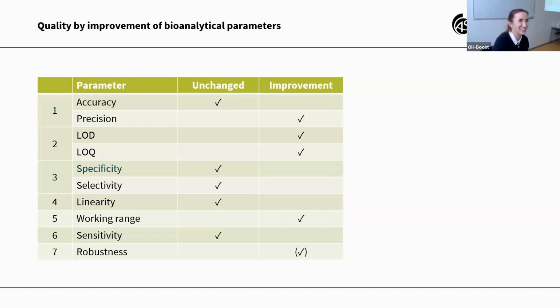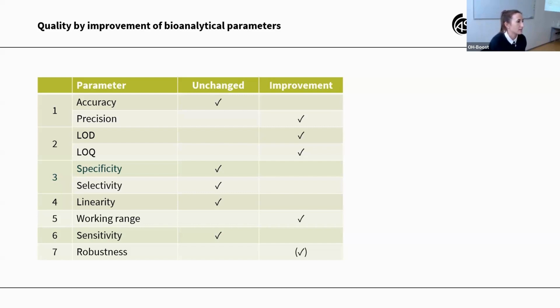Perfect. Thank you. So we were at the point of the quality improvements, and quality can be expressed by bioanalytical parameters in bioanalytics, and there are several. Maybe you know some of them. Here is a table. You can get an overview: what parameters can be improved due to automation, and what can't be improved but will be unchanged if you just translate your manual process into an automated process.